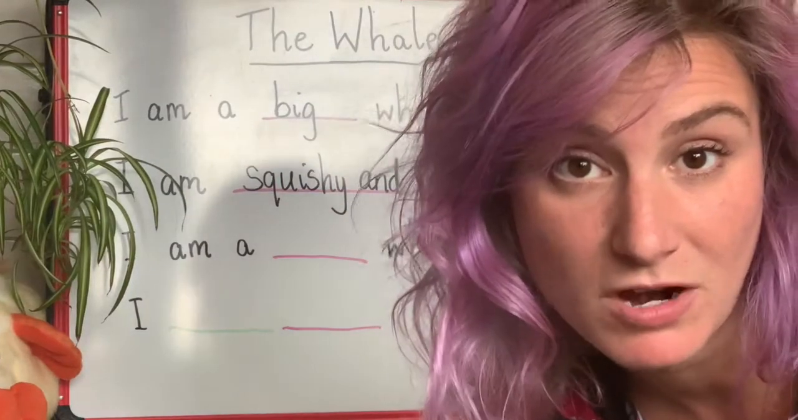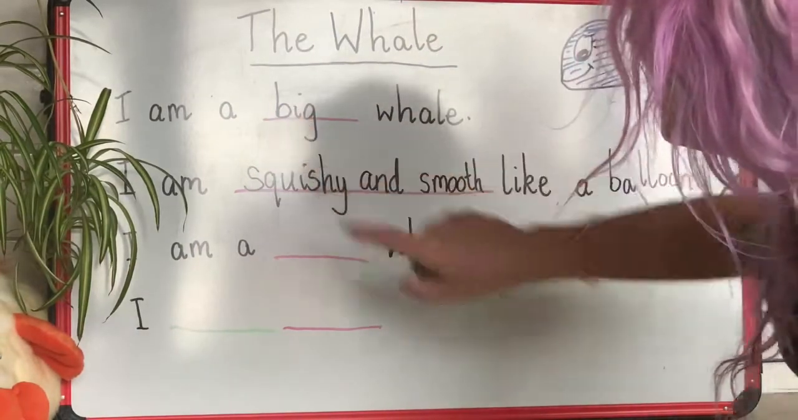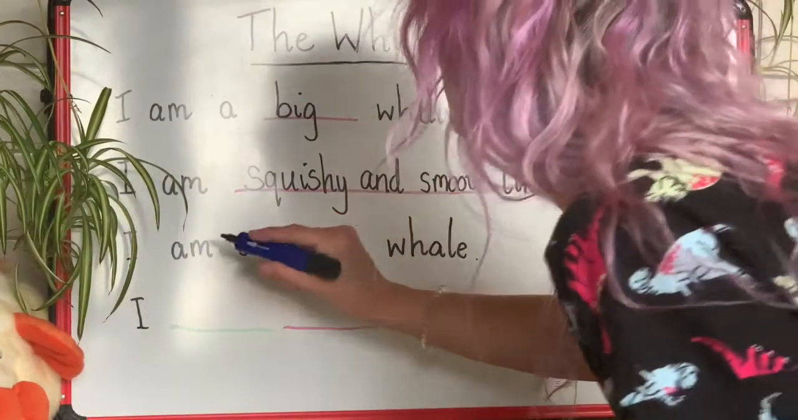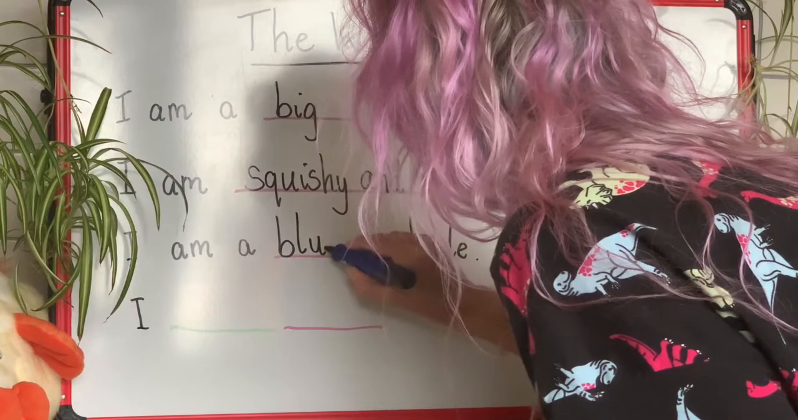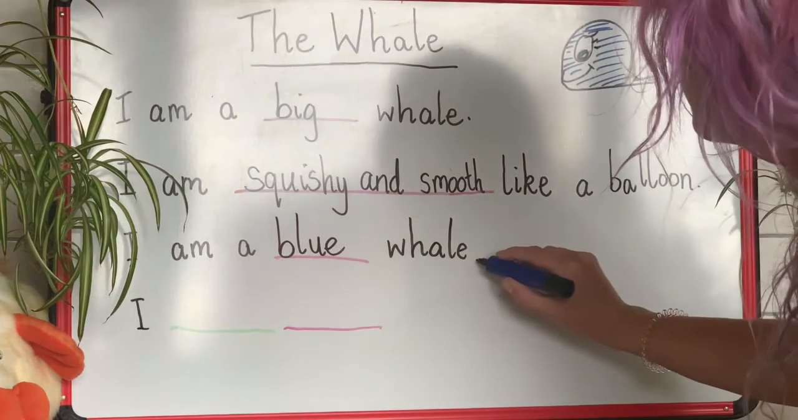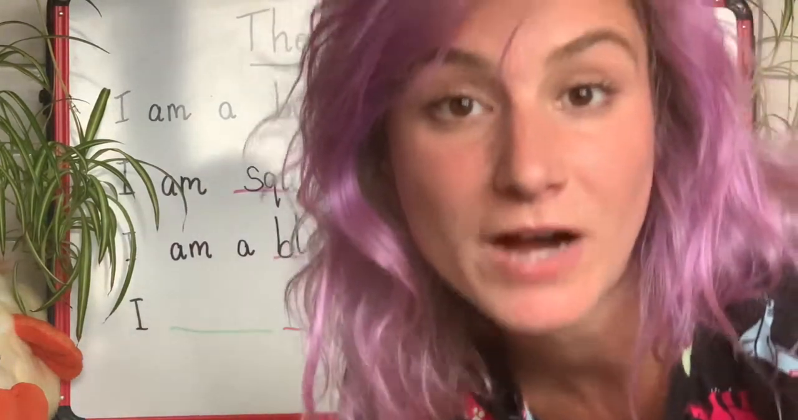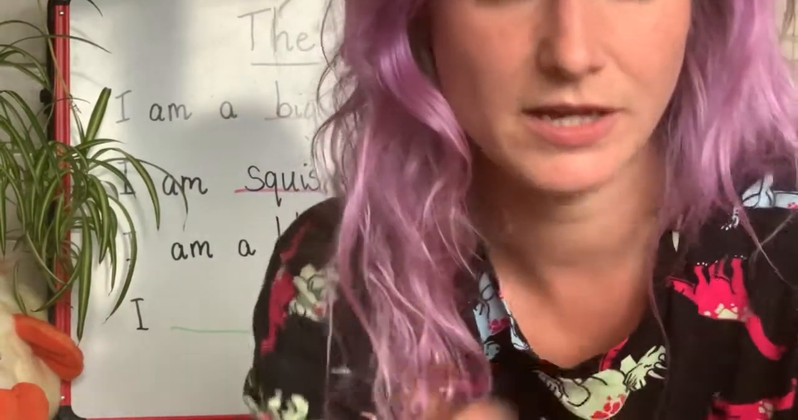Now we're going to be describing again how the whale looks. So I've used the adjective big. The other adjective I had in my plan was blue. So I am a blue whale. Full stop. Wonderful. And our final line of our poem is going to describe how the whale moves. So I have put that he swims, and he swims pretty slow.